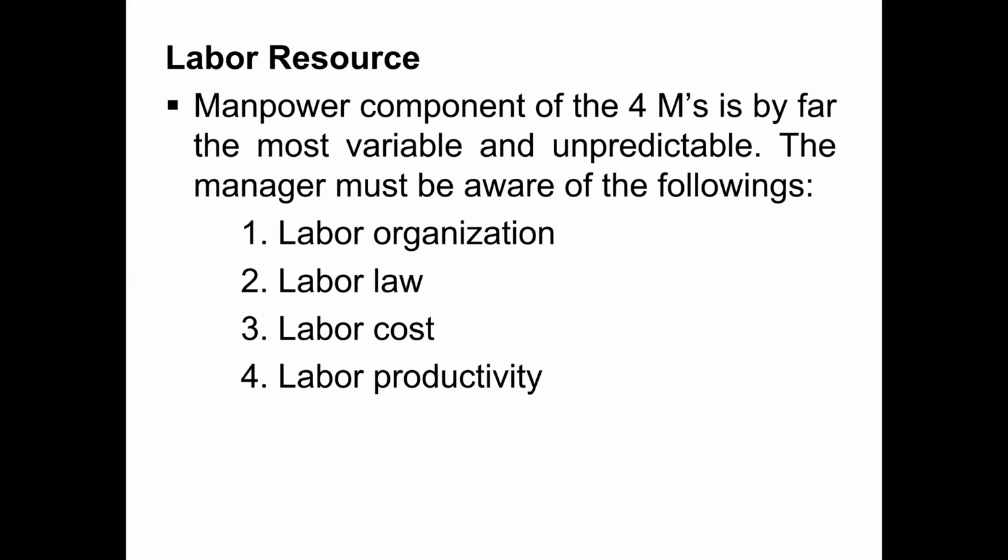The manpower component of 4M is by far the most variable and unpredictable. The manager must be aware of the following. So the 4M are money, materials, manpower, and machinery. Before, we have discussed money matters, we have also discussed construction equipment and machinery, and today we are going to discuss manpower. It's variable and unpredictable. So sometimes for a project you are in shortage of labor or skilled workers or those types of workers.